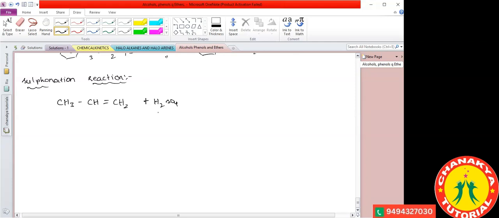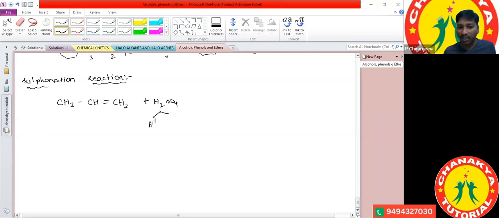Actually, sir, the electrophile is the positive one, right? Yes. If it undergoes ionization, it forms H plus and SO4H minus. Now let us see after addition. This also follows the Markovnikov rule. Now CH3-CH(SO4H)-CH3 will be there. H plus is going to be attached to this carbon atom.